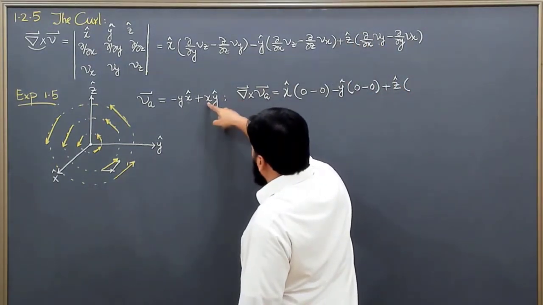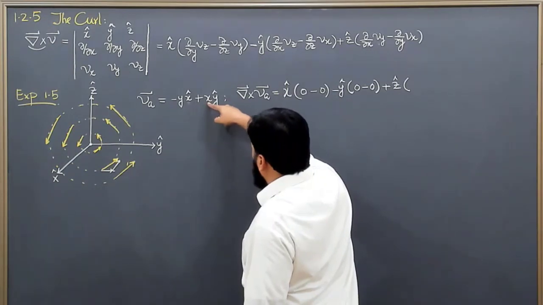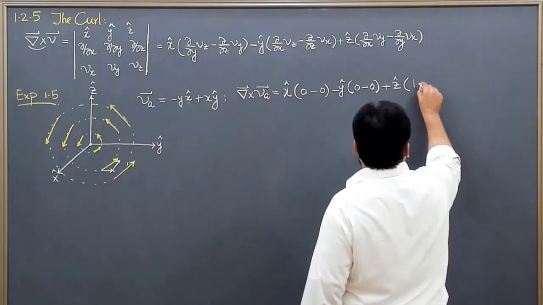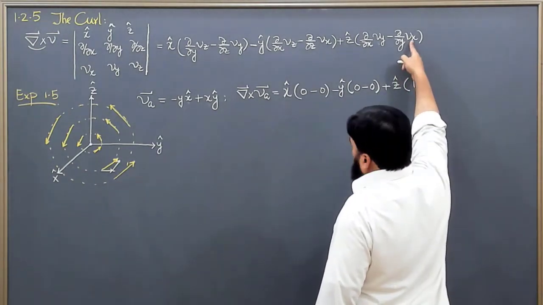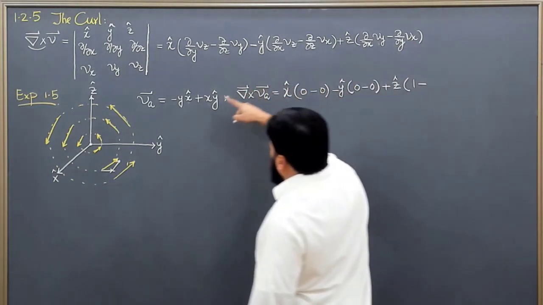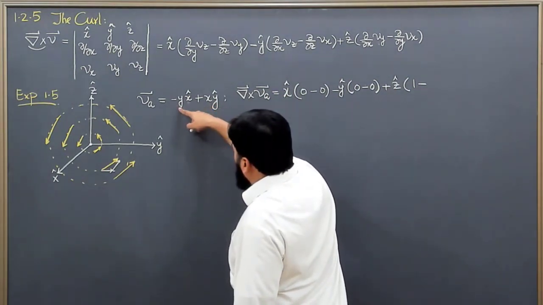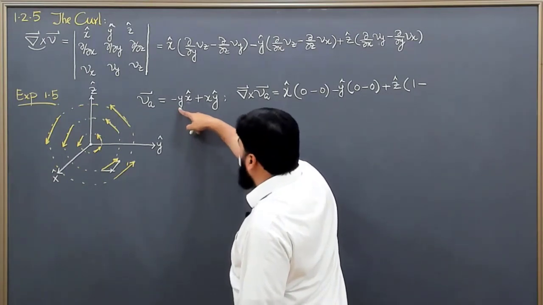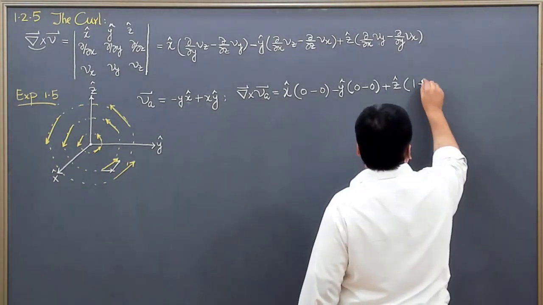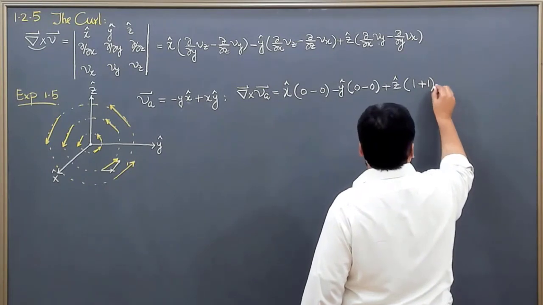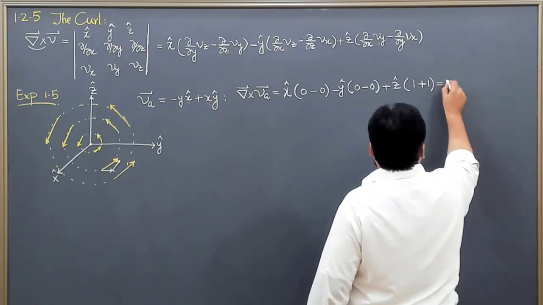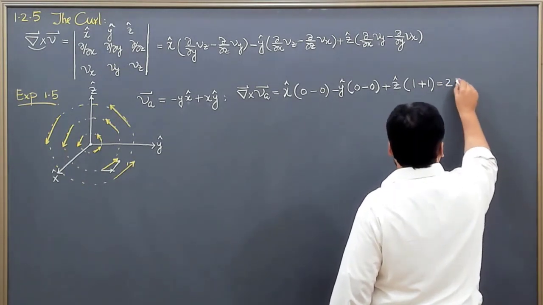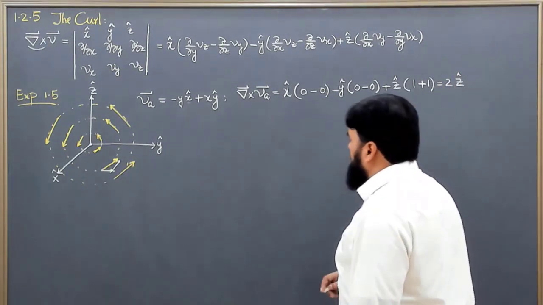So this is the Vy component, and its derivative with respect to x will give us 1, and then minus the Vx component with respect to y. So this is the Vx component, which is minus y, and its derivative with respect to y will give minus 1. So that minus 1 and this minus 1 will become plus, and we are having the result of del cross VA is 2 times the z unit vector.